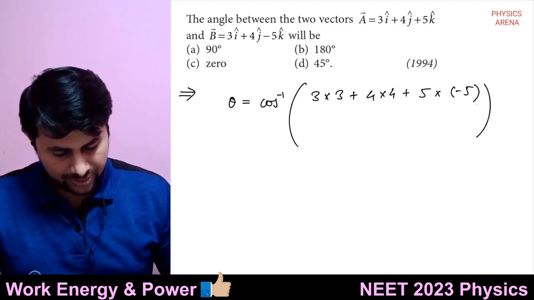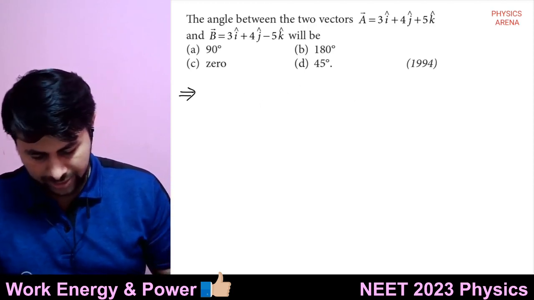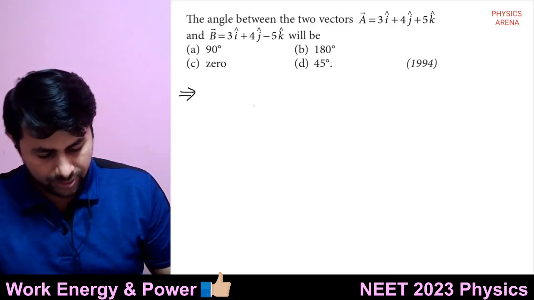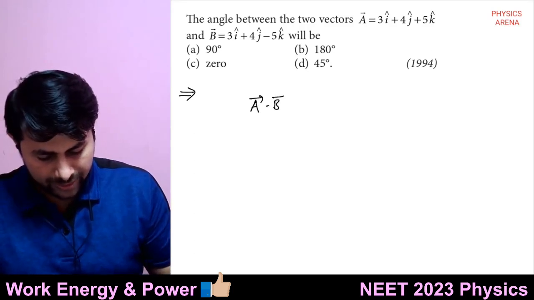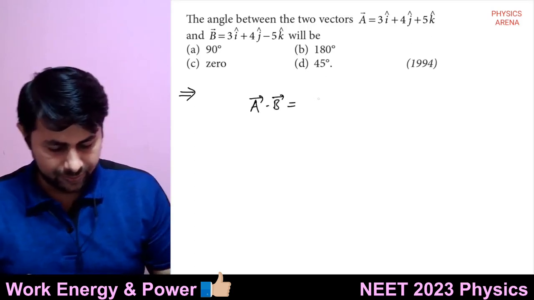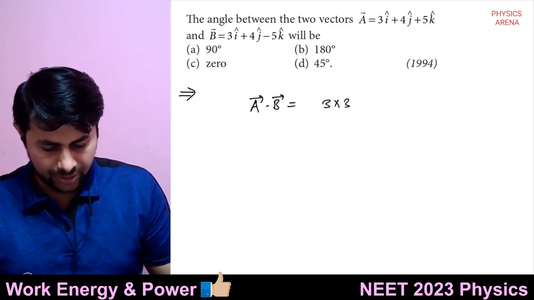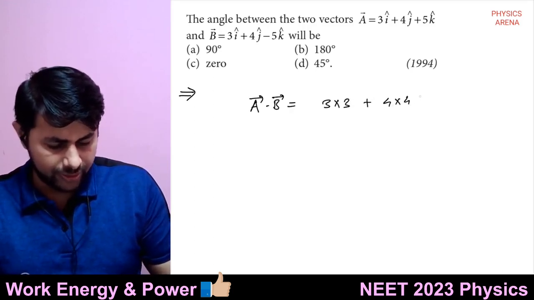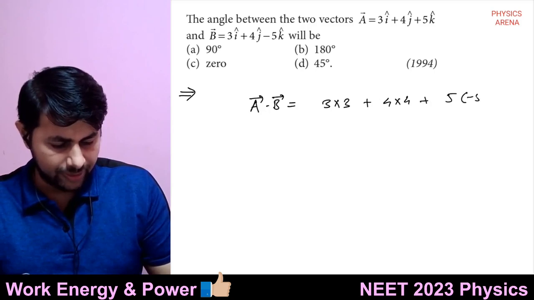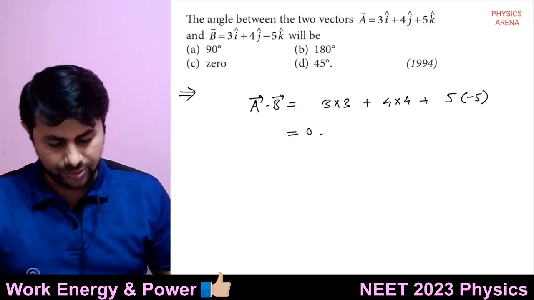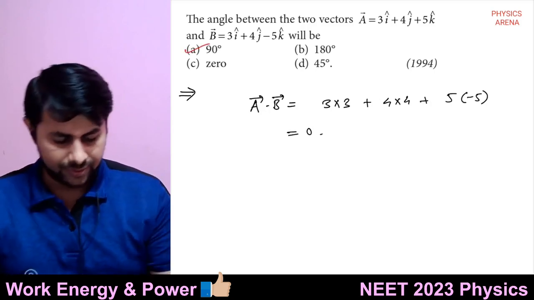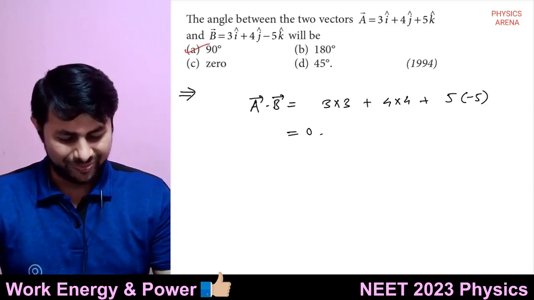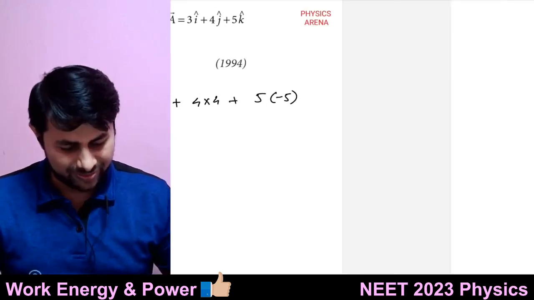Right. So actually the question is based upon this thing. Since a bar dot b bar is equal to 0, it is 3 times 3 plus 4 times 4 plus 5 times minus 5, and this is 0, so the angle is 90 degrees. Okay, so we'll see one more question.